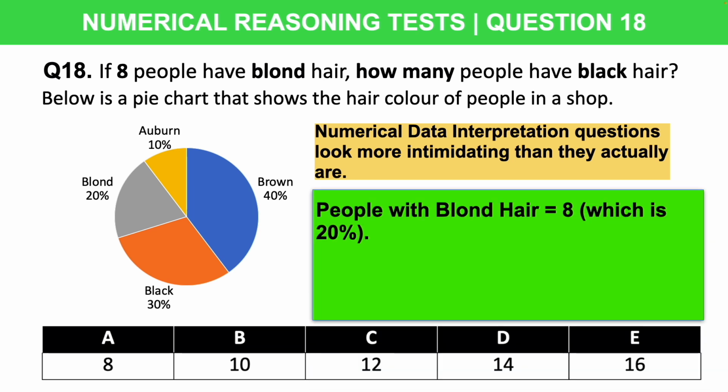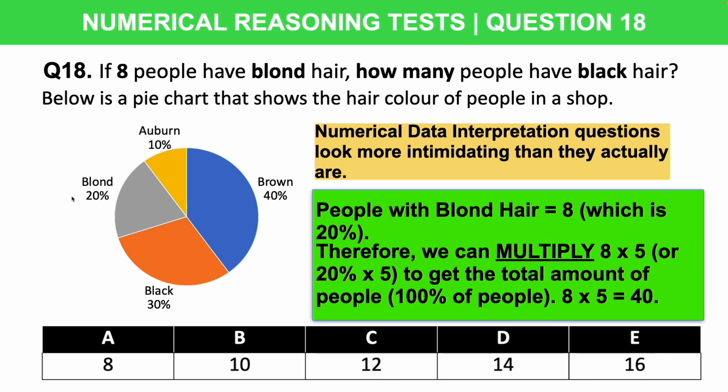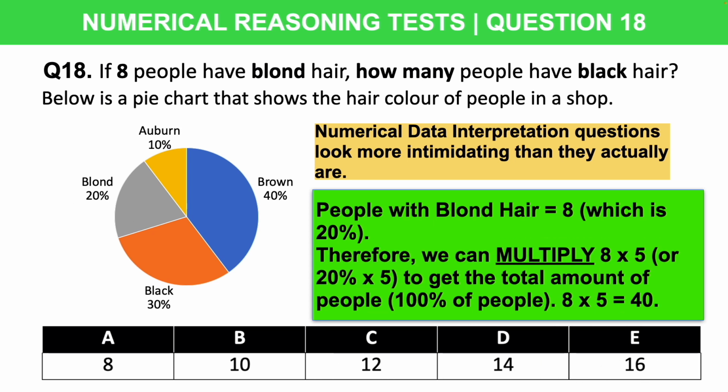People with blonde hair, we know is 8. We know 8 people have blonde hair. And we know that is 20% of the total people in the shop because it tells us this on the pie chart. Therefore, we can multiply 8 by 5, or 20% times 5, to get the total amount of people, 100% of the people. So 8 times 5 is 40.